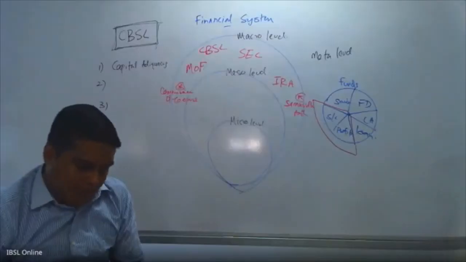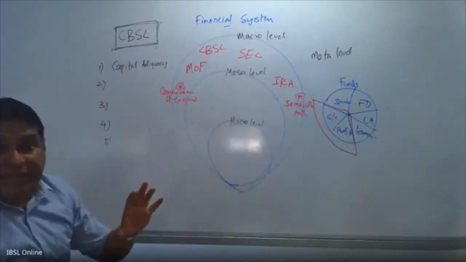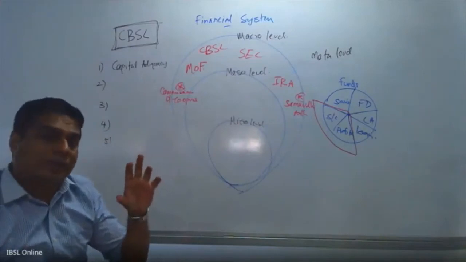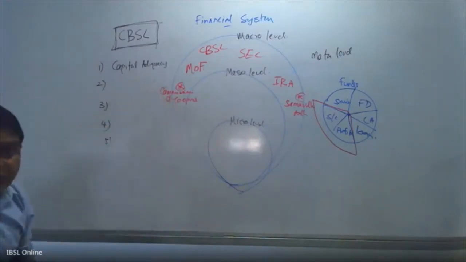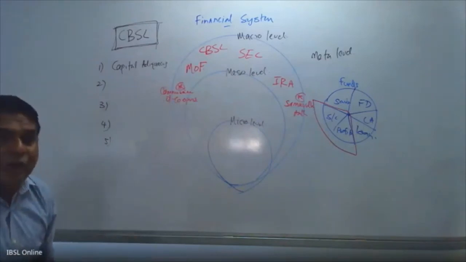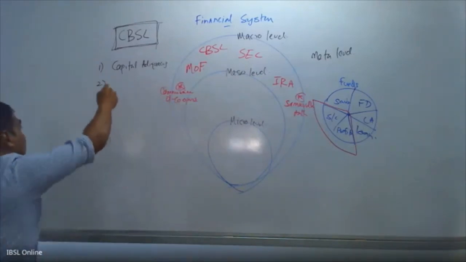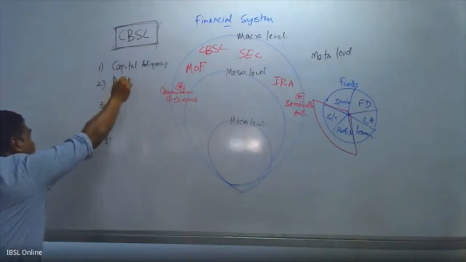Very good. Okay, but that is not a sort of area of regulation per se. This is what capital adequacy. Okay, second area of regulation we call asset quality.